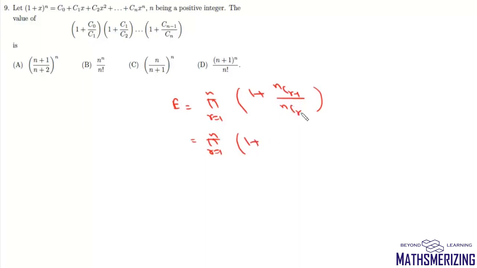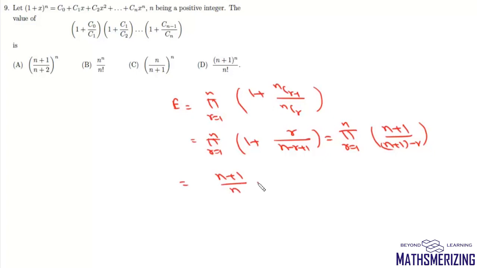Now we know that nCr upon nCr minus 1 is (n minus r plus 1) upon r. So we'll take LCM. We can write this as the product, r varies from 1 to n, and it'll be (n plus 1) upon (n plus 1 minus r). Now we'll put the value of r. We'll get (n plus 1) upon n, (n plus 1) upon (n minus 1), (n plus 1) upon (n minus 2), and in the end we'll get (n plus 1) upon 1. So it is nothing but (n plus 1) to the power n upon 1 into 2 into 3 up to n, which is factorial n, and that's your option number D.